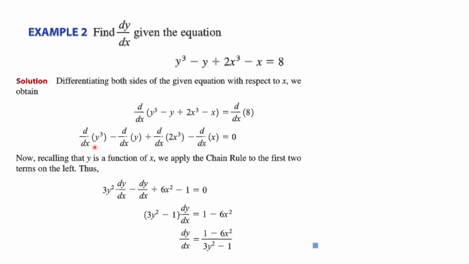So this is going to be 3y squared dy/dx. This is just going to be dy/dx. This is going to be 6x squared, and this is going to be minus 1 equal to 0. Now, we will take the terms that contain the dy/dx, put them together, and then factor out the dy/dx. We'll move the other terms to the other side, and then we'll divide by the coefficient of dy/dx, and we get this. Yes, there is algebra involved in this problem.